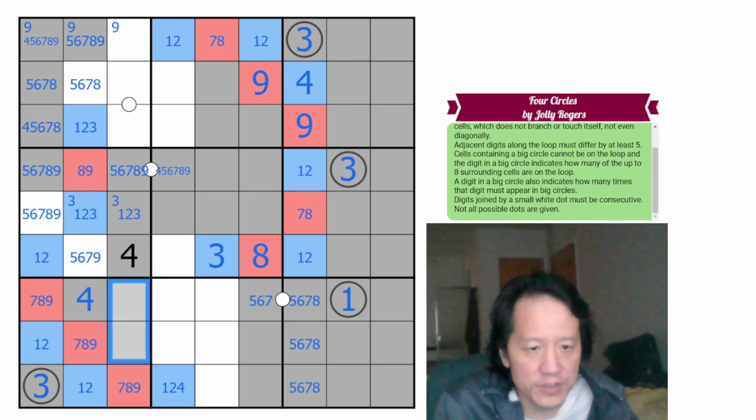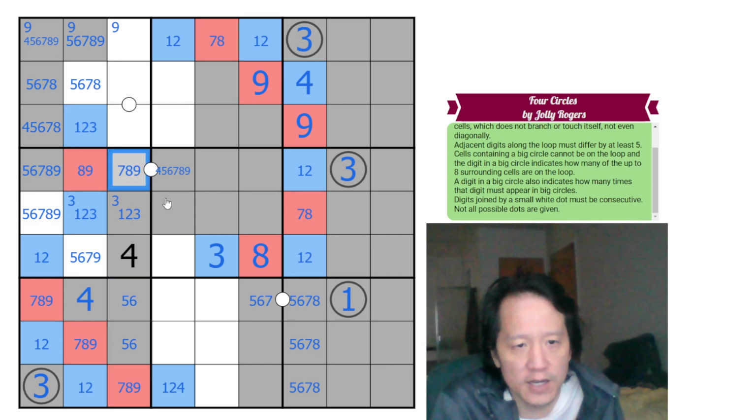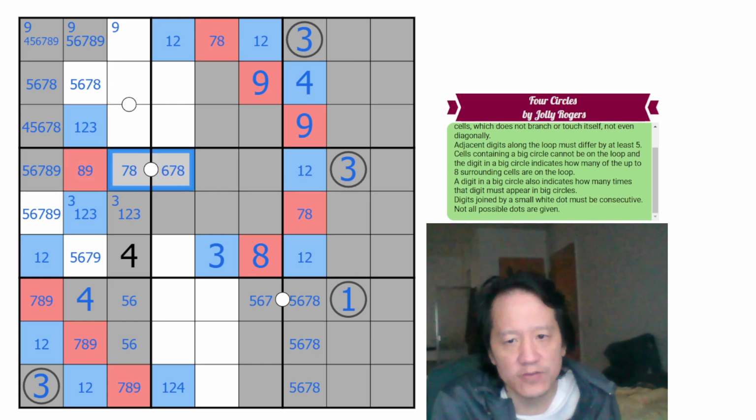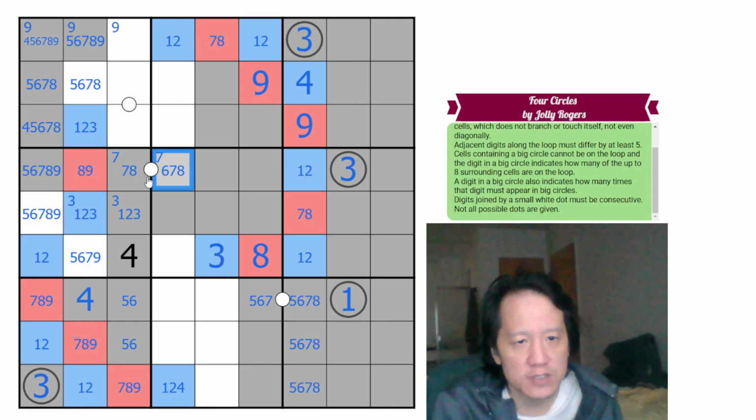We know this is 5 and 6. So this cannot be 5 or 6, which means this can't be 4, this can't be 5. This can't be 8 and 9 because one of these has to be 8 and 9. Therefore, this has to be 7. One of those two has to be 7, and it's either 6, 7, or 7, 8. So this can't be 7.